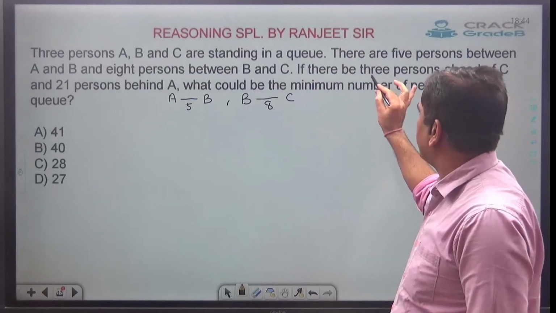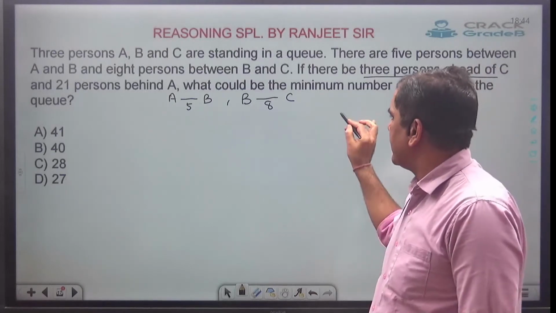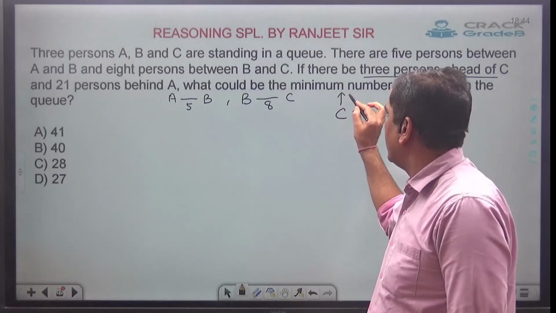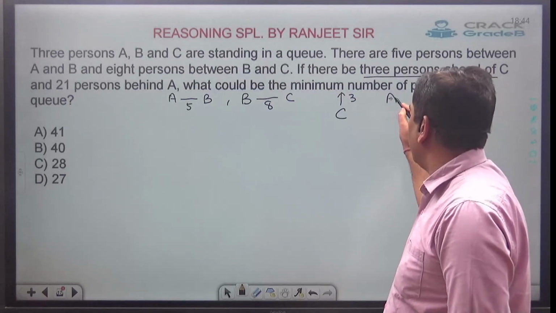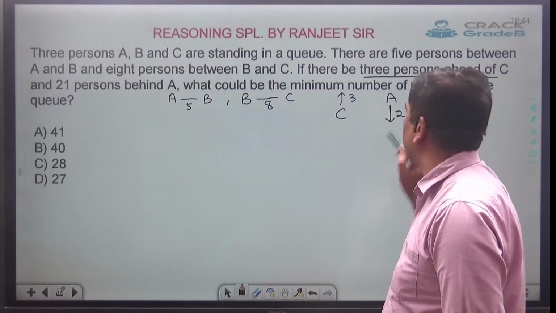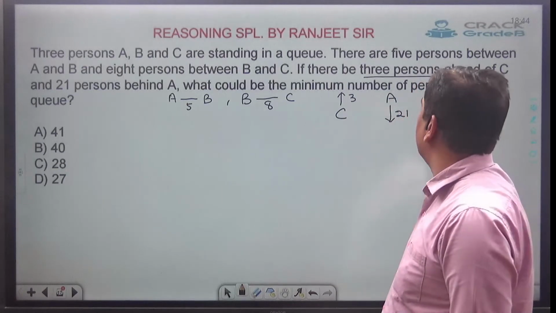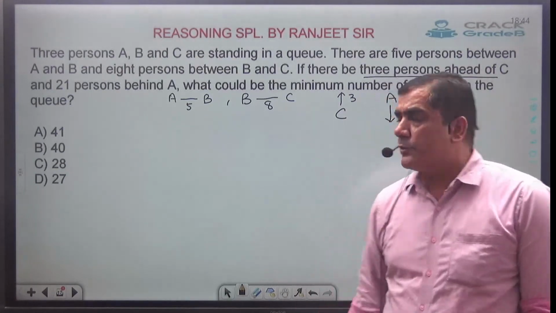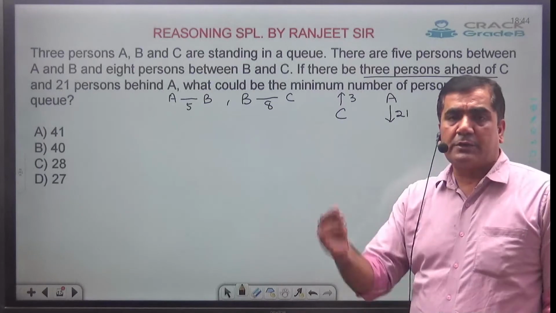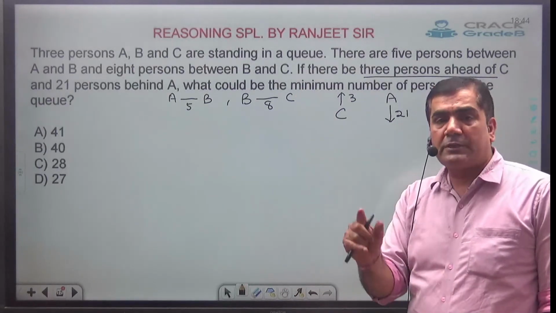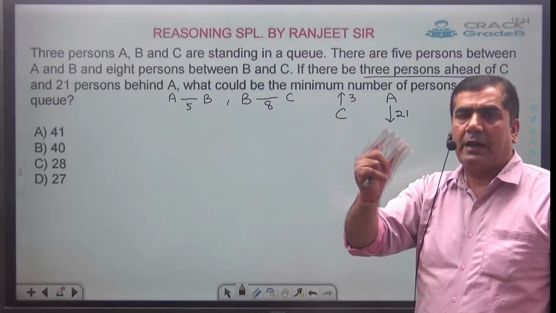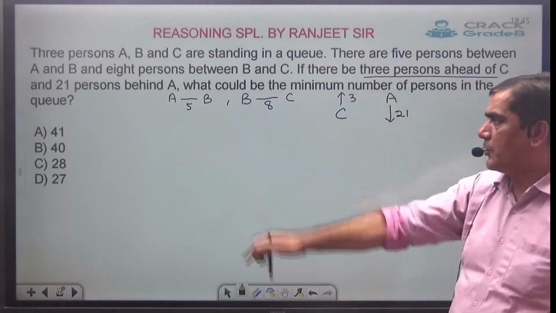There are 3 persons ahead of C. They are saying ahead of C means above C there will be 3 persons. And 21 persons behind A, so behind A there must be 21 persons. What could be the minimum number of persons they are asking? So with this data, I need to arrange these 3 such that some students must be overlapped. Minimum means overlap. Let's see how to go for this one.